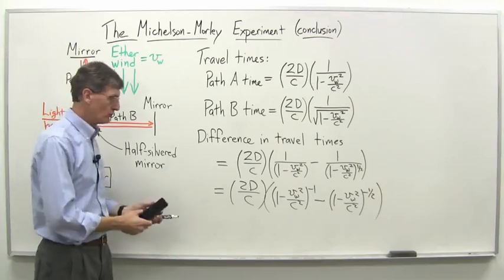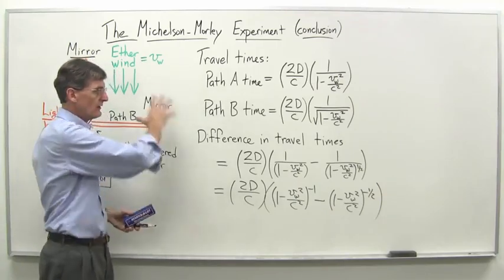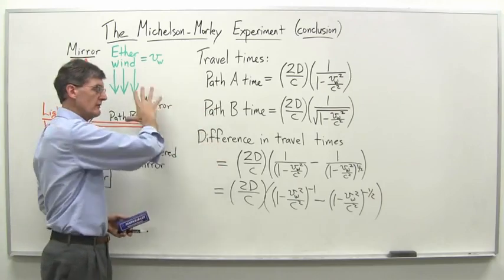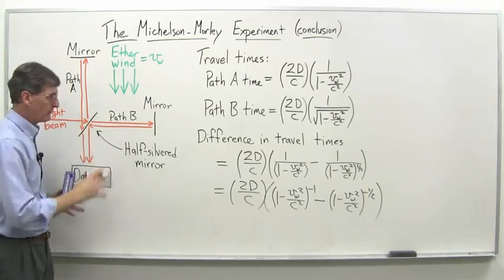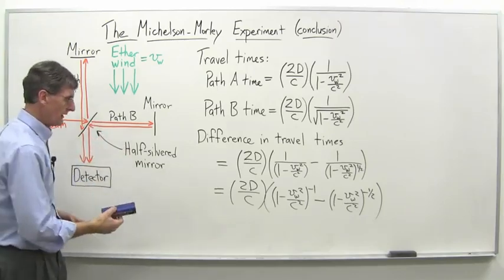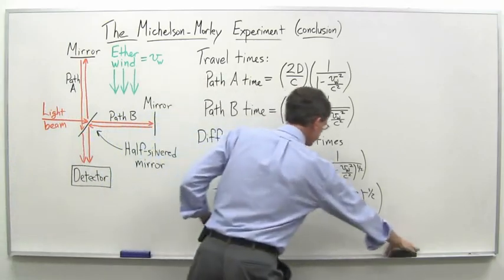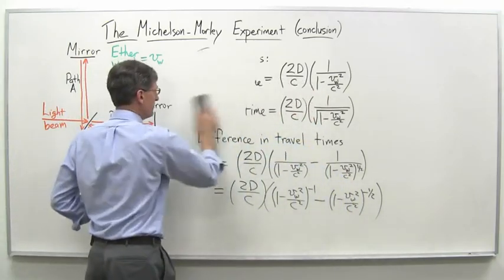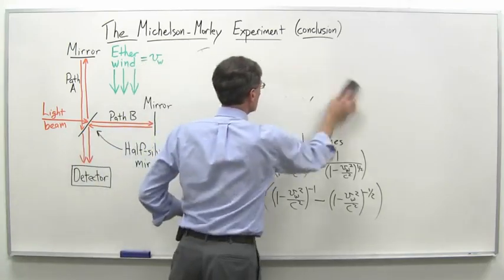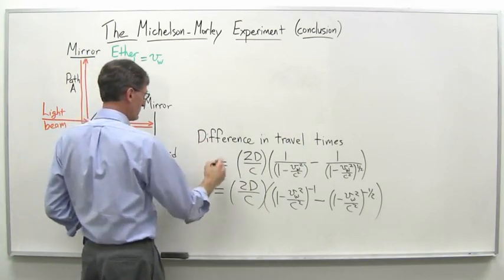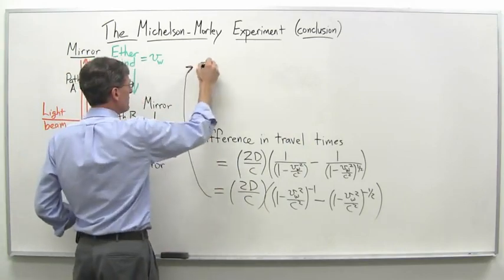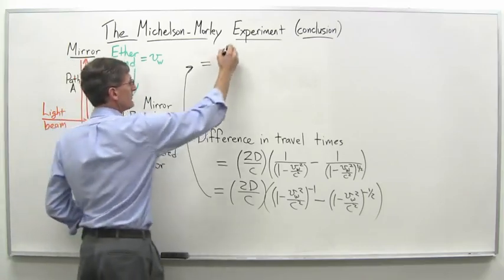And now, to get room, we're going to erase this. So hopefully you've been taking notes or paused it. It's really the same equations we had before. We'll leave the diagram up here for reference because we'll be using that again in a little bit. So the difference in travel times now, we'll bring this up here, is going to equal 2d over c.